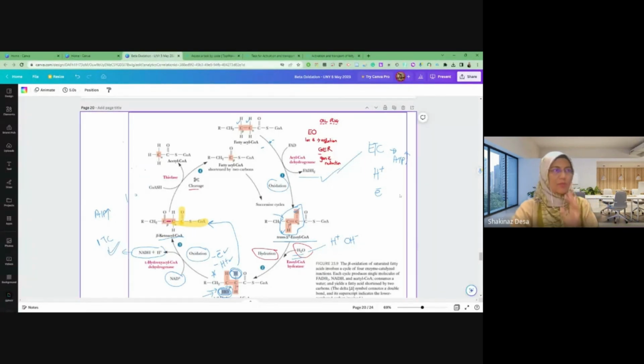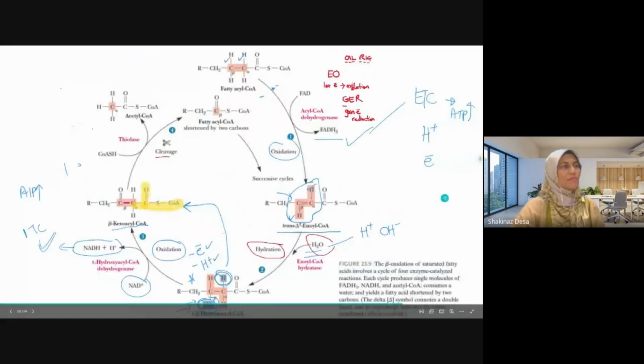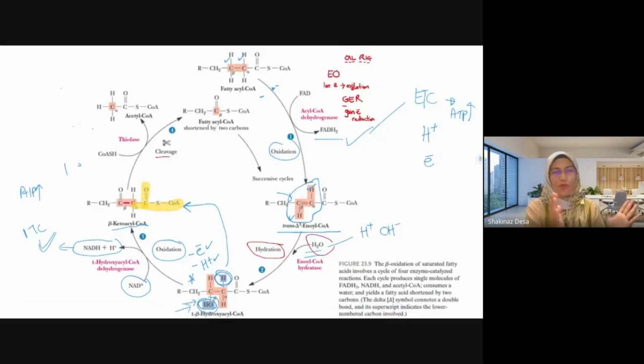Alright, so dia punya konsep macam ni. So that you pun tak pening. Fatty acid, long chain hydrocarbon. It contains long chain hydrocarbon. At the end of that fatty acid tu, dia ada coenzyme A. Dia bind macam tu. So what happens is that through oxidation, dia akan potong dua carbon.